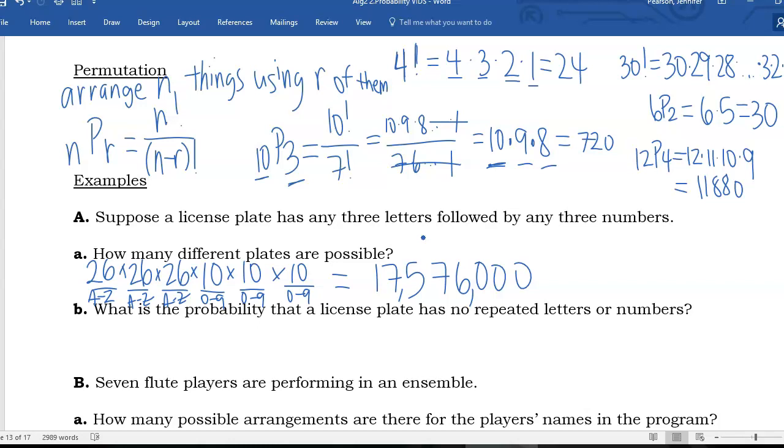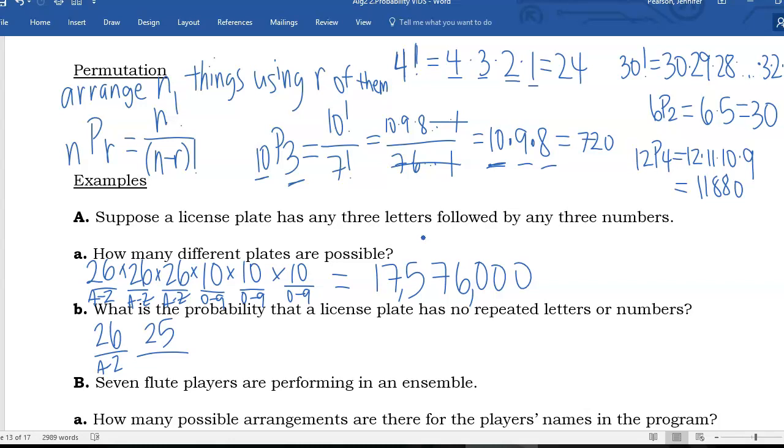Okay? What is the probability that the license plate has no repeated letters or numbers? So here I said there were 26 possibilities A through Z. If you are not allowed to repeat, you no longer have 26 options. Doesn't matter what letter you picked. You picked B, there's only 25 left. You pick J, there's only 25 left. You pick any letter of the alphabet, there's only 25 left. And this is what that permutation is. Once you've used something up, you can't use it again. We have to start counting down.